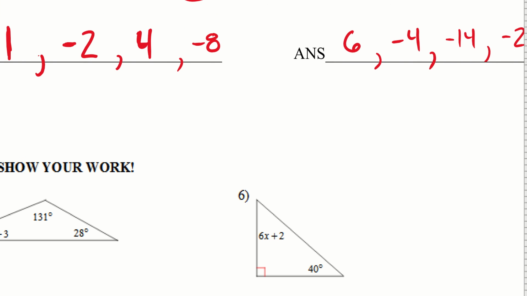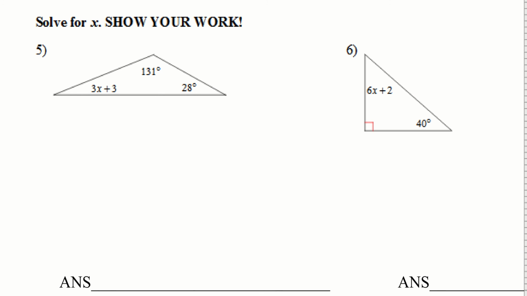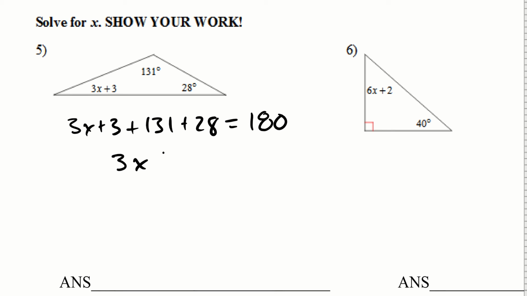All right, let's move on to question number 5. So the 3 angles, right? This is the triangle angle sum theorem. The 3 angles in a triangle have to add up to 180. So I could say 3x plus 3 plus 131 plus 28 must equal 180 degrees. And if I collapse this all up, I'm going to get 3x plus 3 plus 159, 160, 161, 162, I think. So it's 3x plus 162 equals 180.